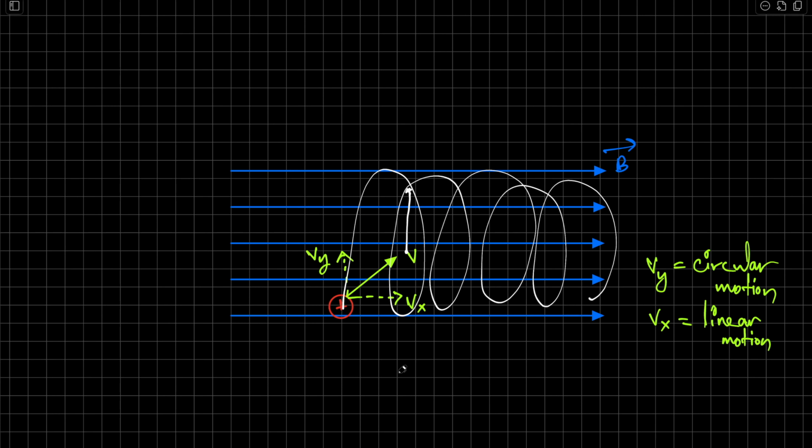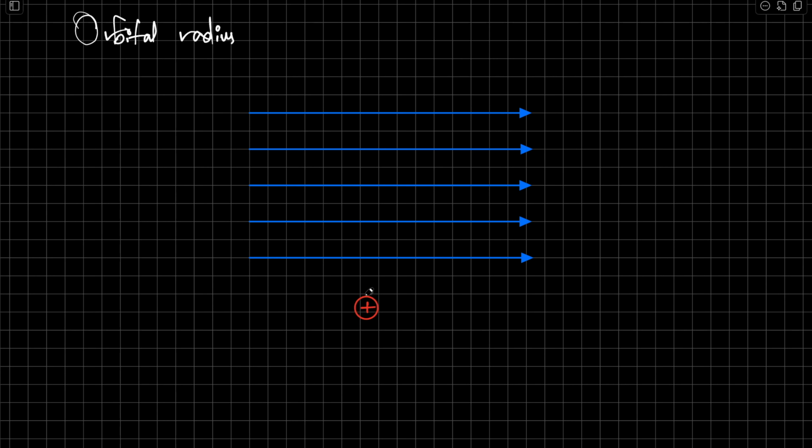Let's derive an equation for the orbital radius of the circular path. I've got a charged particle, and this charged particle is entering the magnetic field at an angle of 90 degrees. It would experience a magnetic force. This magnetic force provides the centripetal force that would keep the particle moving in a circular path. So we can write: magnetic force is equal to centripetal force.